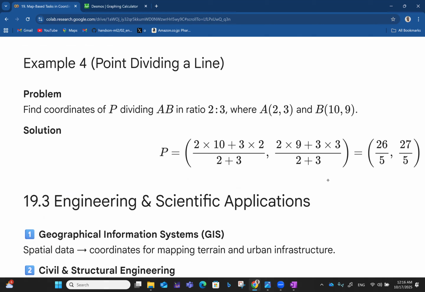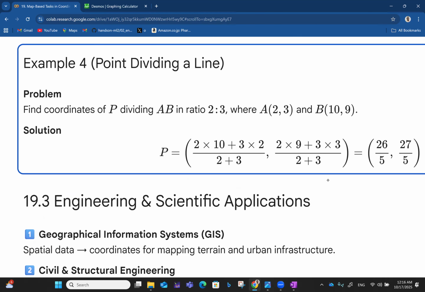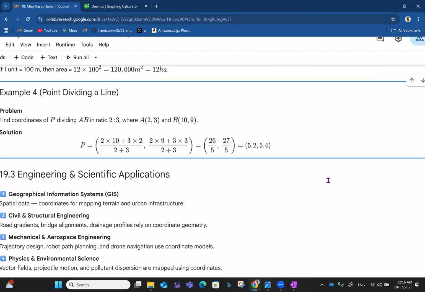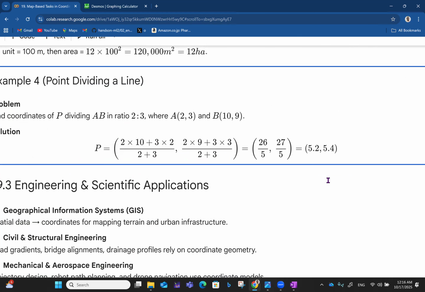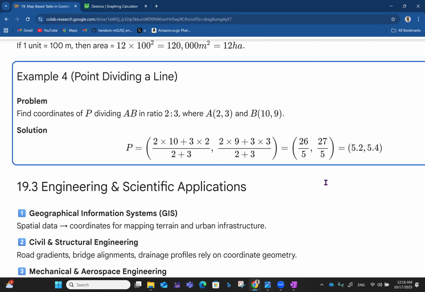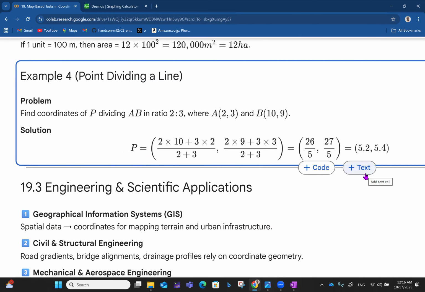Okay, so we talk about points dividing a line. So find coordinates of P dividing AB into ratio 2,3, where A is 2,3 and B is 10,9. So the solution P, of course, we use that formula of the 2 times 10 plus 3 times 2 all over 2 plus 3, and we get 26 over 5, 27 over 5, like that. So that's like 52 over 10. That's 5.2. And 27 over 5 is 54 over 10. That's 5.4. So that's the point dividing the line.